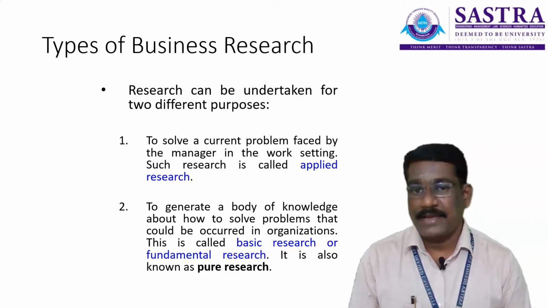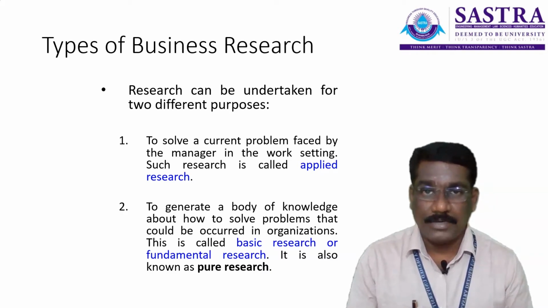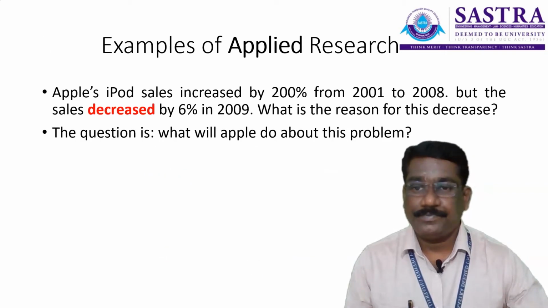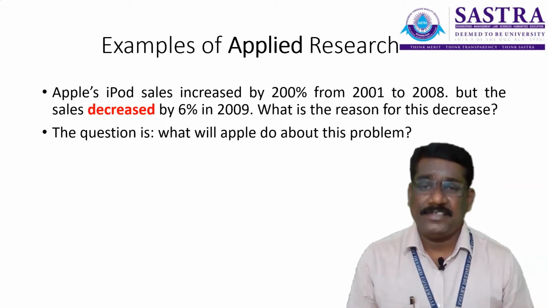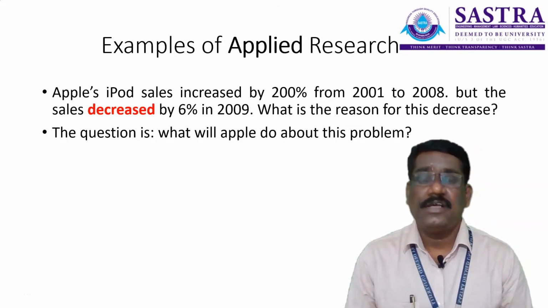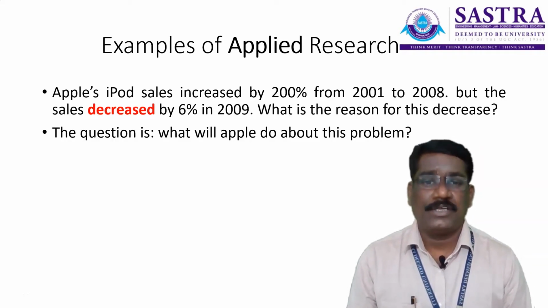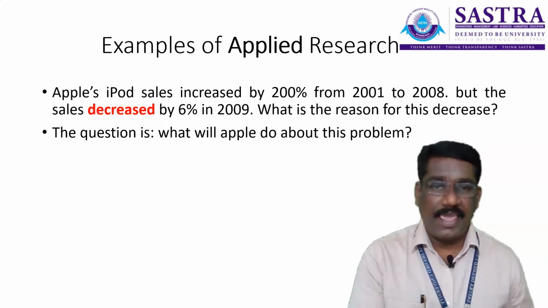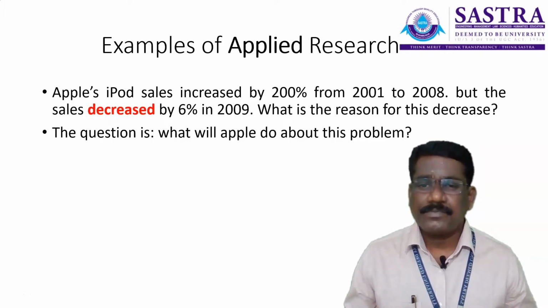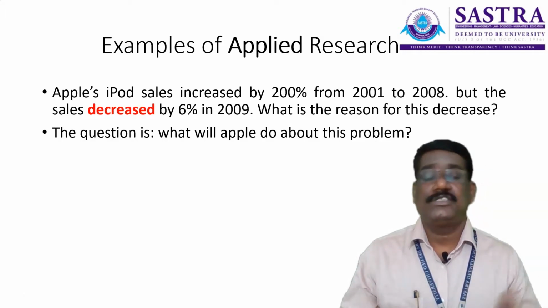Let me give you more clarity on these two types of research. Basically, we have two types of research. One is applied research, and the other is basic research, otherwise called fundamental research. So what is applied research? Any research which is applied in a real situation is called applied research. Let's take the case of Apple's iPod: sales increased by 200% from 2001 to 2008, but sales decreased by 6% in 2009. What is the reason for this decrease?